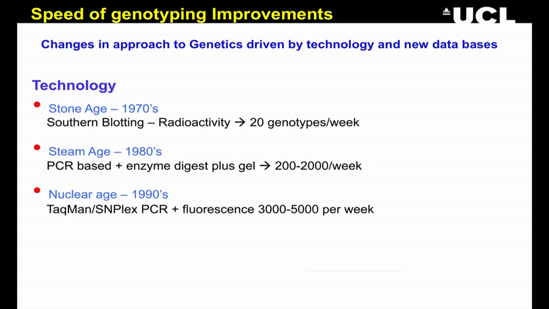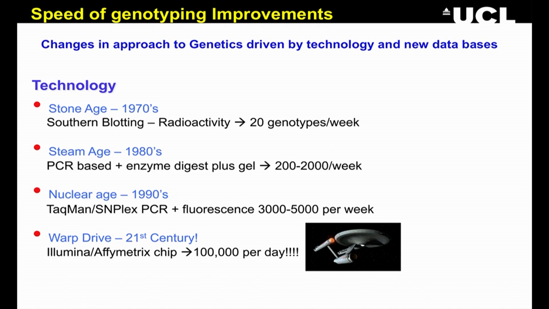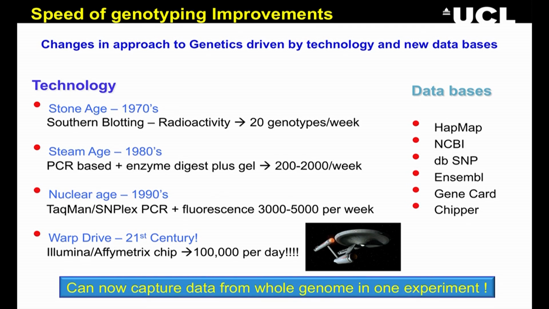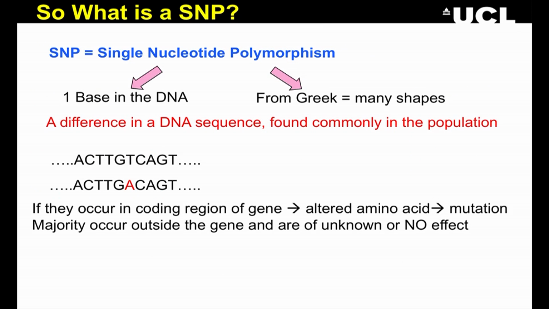Back in the days in the 70s, I won't go into the details, but we could work out a single base change in 20 individuals. It took us a week. We had steam age in the 80s. We could do maybe 200 to 2,000 individuals in a week. In the 1990s, we were up to 3,000 to 5,000. And for Star Trek fans, we're now in the warp drive, where we can do 100,000 a day.